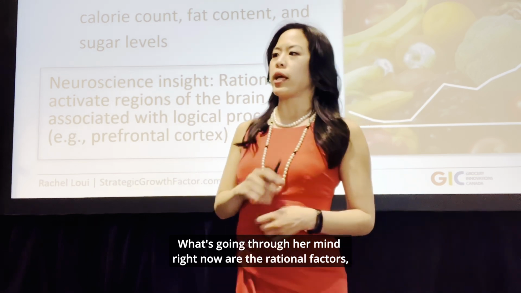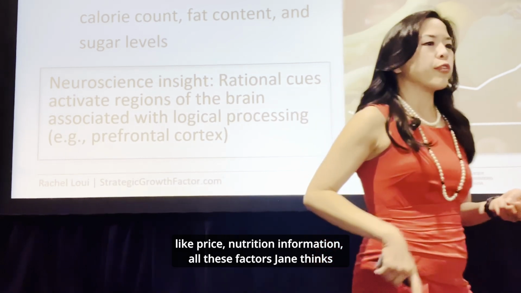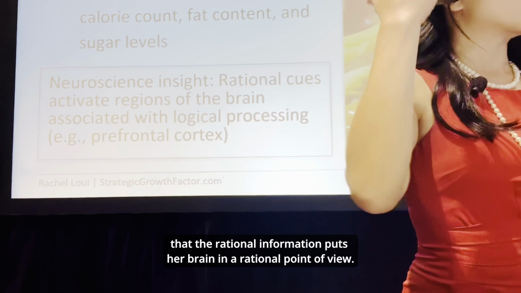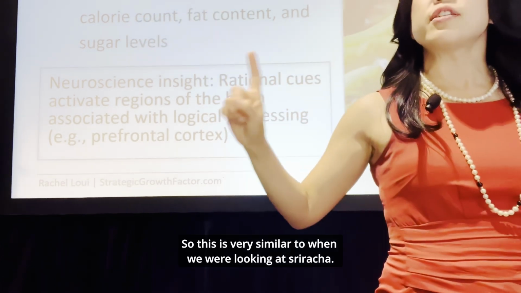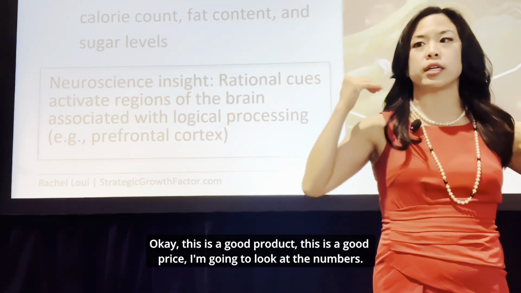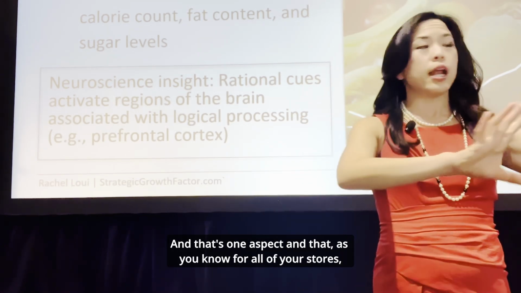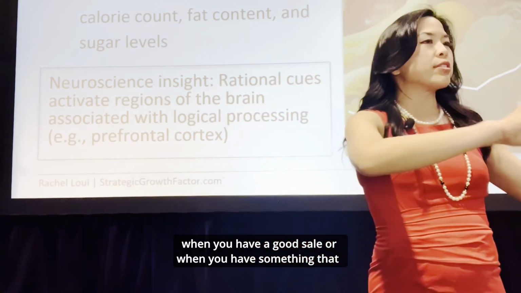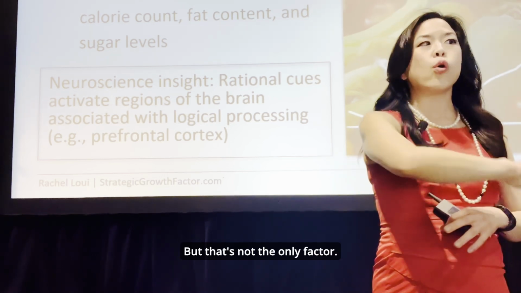What's going through her mind right now are the rational factors like price, nutrition information, all these factors that put her brain in a rational point of view. This is very similar to when you were looking at the structure. Hey, this is a good product, this is a good price, I'm going to look at the numbers, no emotions involved, this is what I'm going to buy. And that's one aspect. As you know, for all of your stores, when you have a good sale or something that is nutritionally good, that does drive the sale. But that's not the only factor.